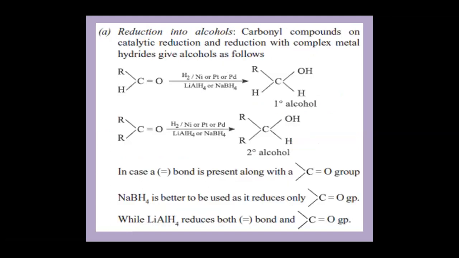Reduction into alcohols. Carbonyl compounds on reduction with complex metal hydrides give alcohols. Aldehydes on reduction using lithium aluminum hydride or sodium borohydride give primary alcohols, whereas ketones on reduction give secondary alcohols. Students, remember that if a double bond is present along with a carbonyl group in the compound, sodium borohydride is better to use as it reduces only the carbonyl group, while lithium aluminum hydride reduces both the double bond and the carbonyl group in the compound.